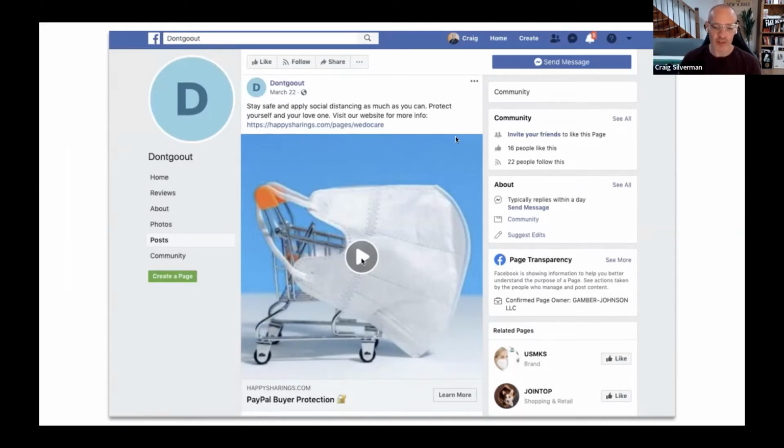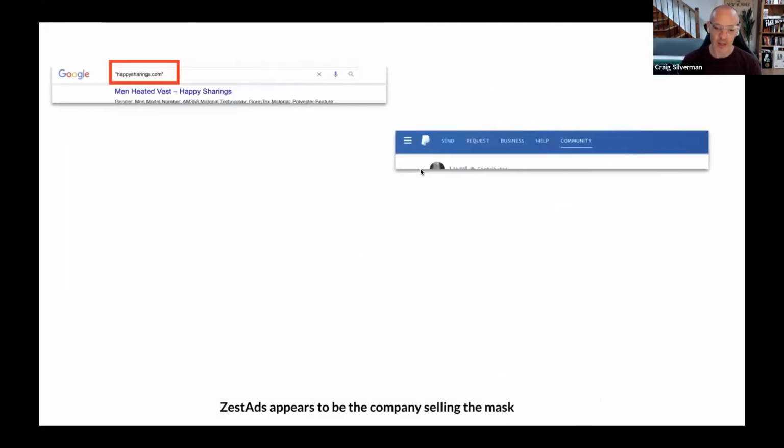So the first thing, aside from the Facebook page itself, that I noticed is, of course, there is a website where you click to buy the mask. So the whole goal of this ad was to get you to click and go to happysharings.com and buy the mask. So that's great. We've got a website. We can start to investigate that, right?